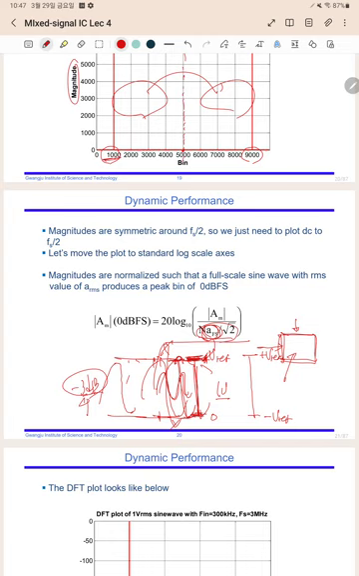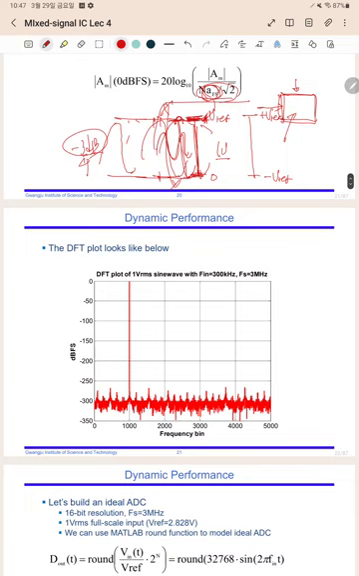Okay, but anyway, so this is the difference case. So if we put this graph into dB full scale like this, then because in this case it's just a simulation, I just applied the really full scale input.